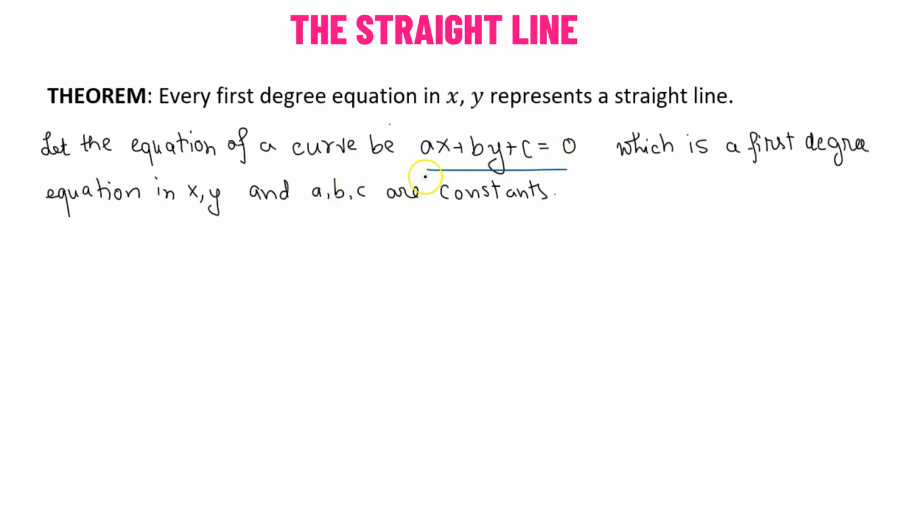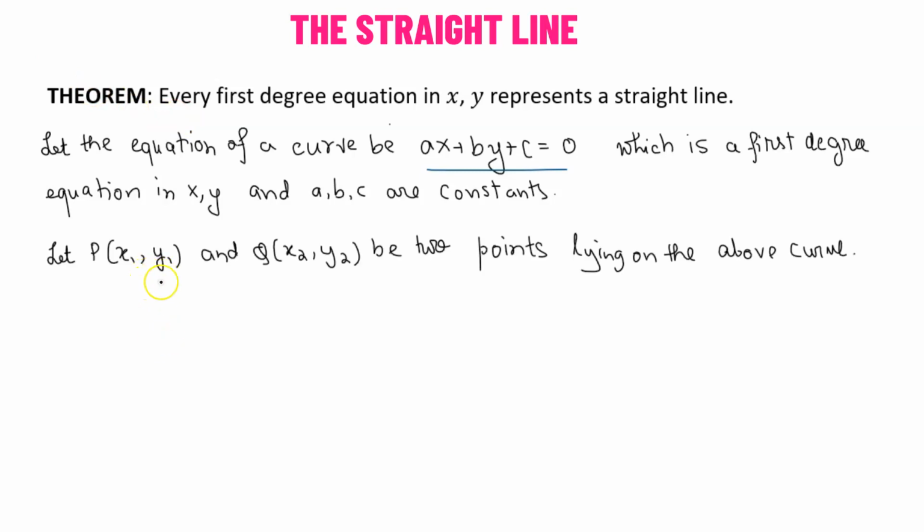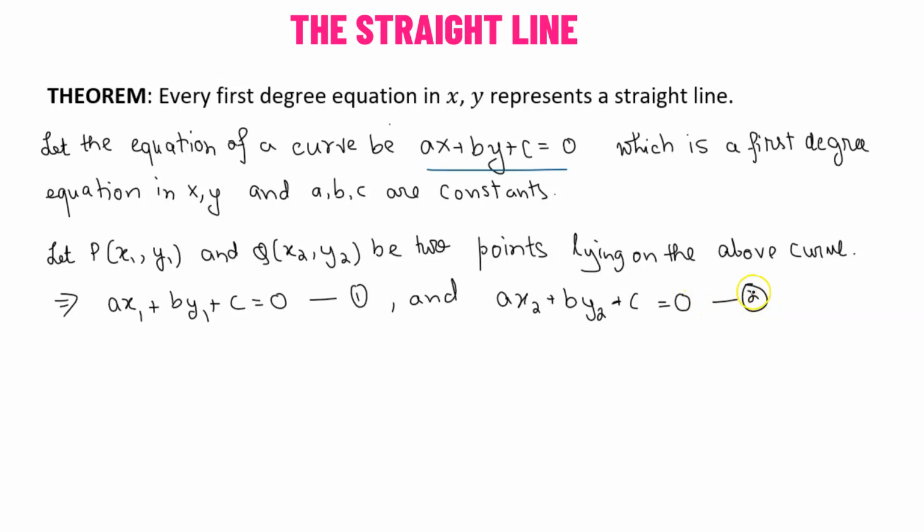Now we will consider 2 points that lie on this particular curve. Let those 2 points be P and Q with the coordinates x1, y1 and x2, y2 respectively. Because these 2 points P and Q lie on the curve, they must satisfy the equation of the curve. So this implies that we have ax1 + by1 + c = 0. This is going to be equation number 1, and we also get the other equation, ax2 + by2 + c = 0. Let this be equation number 2.